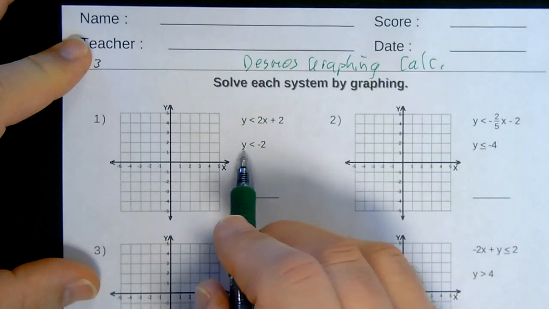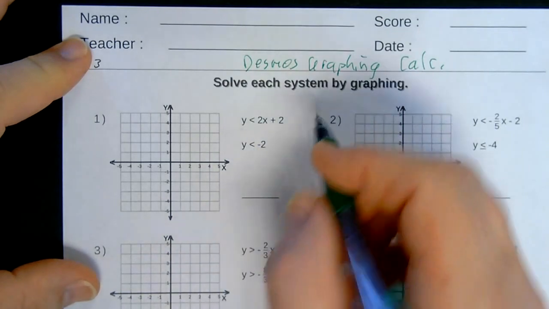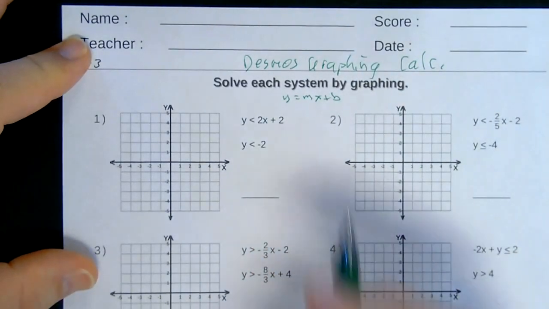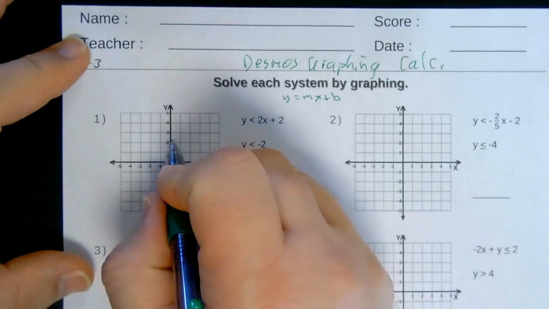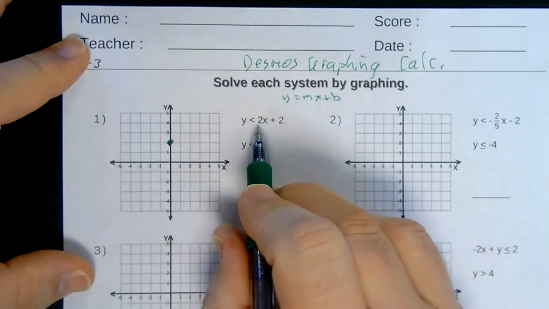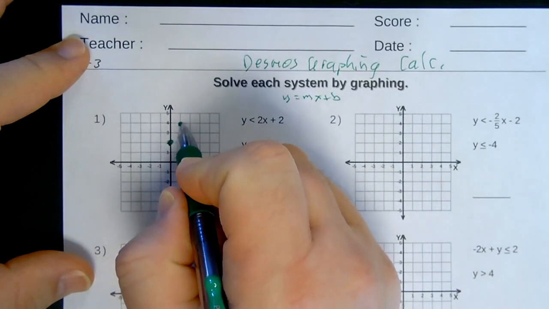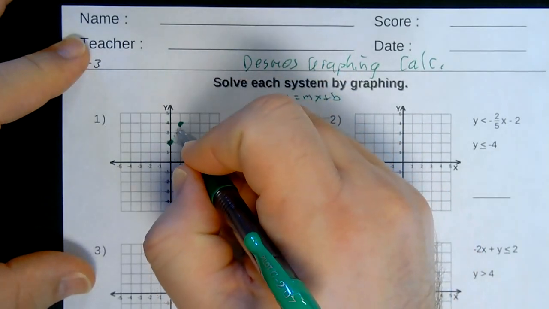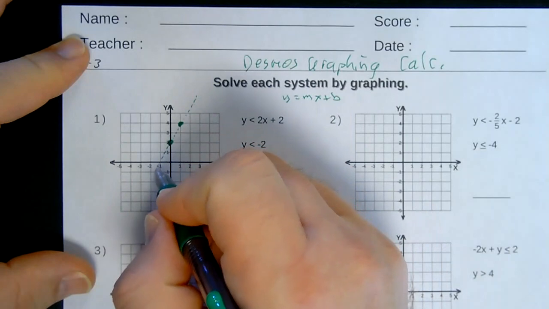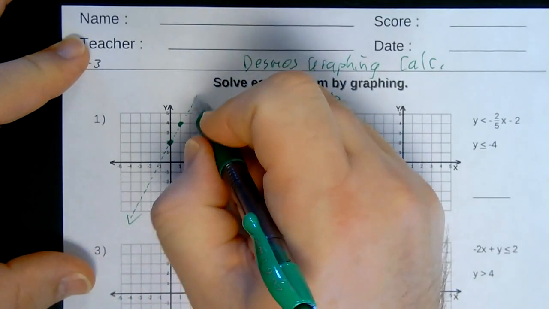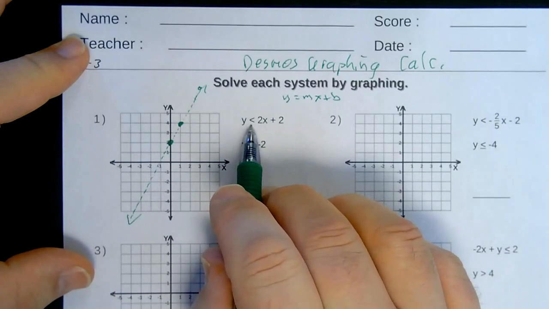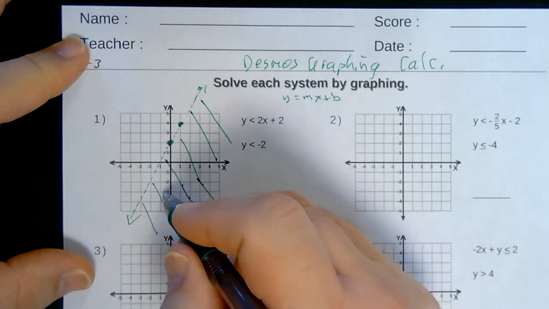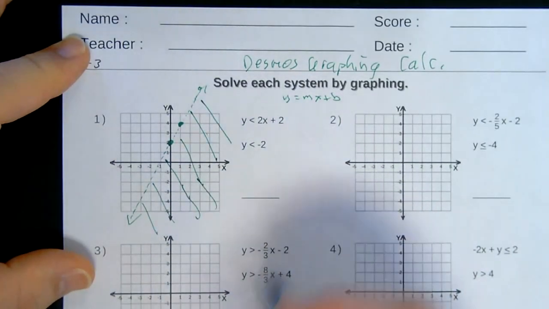Y is less than 2x plus 2, y is less than negative 2. So let's graph the top one. Again, notice it's in this form, which will make it really easy to graph. Y-intercept at 2, and my slope is 2 over 1, so go up 2 over 1. Now here's where you need to be careful. I do not have an equal sign here, so my line has to be dotted. So I'm going to make a dotted line all the way through. Okay, and since my line is less than, I'm going to shade everything below the line. Less than, shading everything below the line.